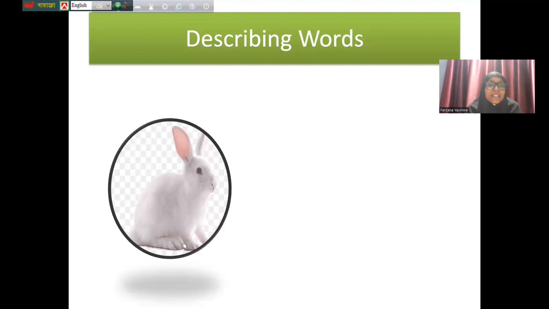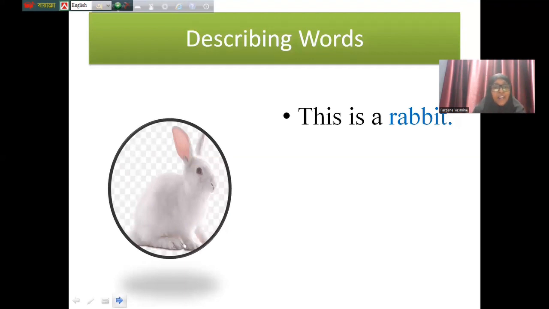Yes, what is it? Can you guess? Do you have it at your home? What is it? Yes, this is a rabbit. This is a rabbit, right? You like rabbit, isn't it? Do you like rabbit? Okay, next one.